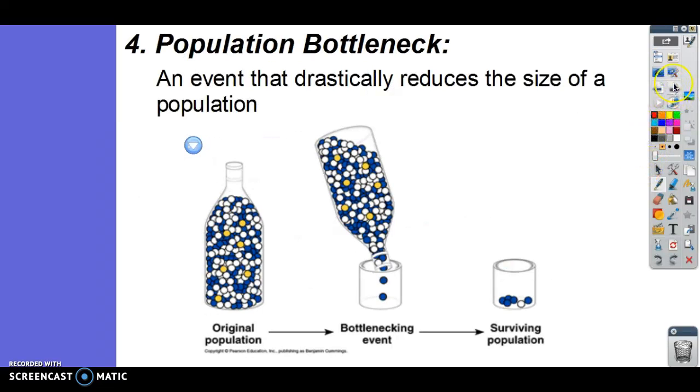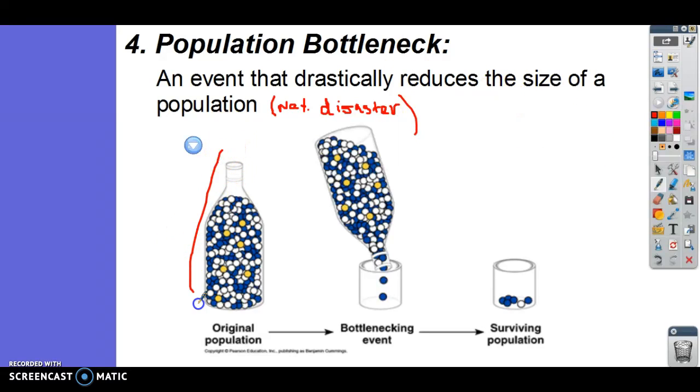All right, next up, we have population bottleneck. This is an event that reduces the size of a population, okay? Typically, this is a natural disaster, which is really hard to type on here. All right, you probably can't read my handwriting. That's okay, I could type, but I'm being lazy. So, natural disaster. So, this is when we have a big population.